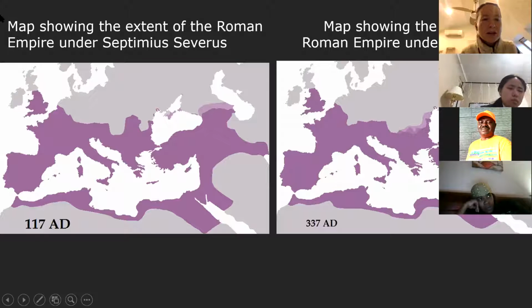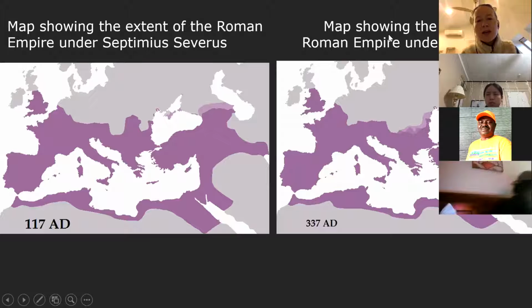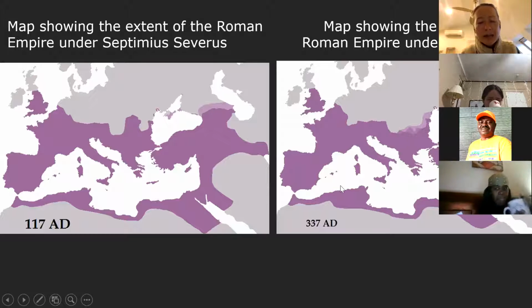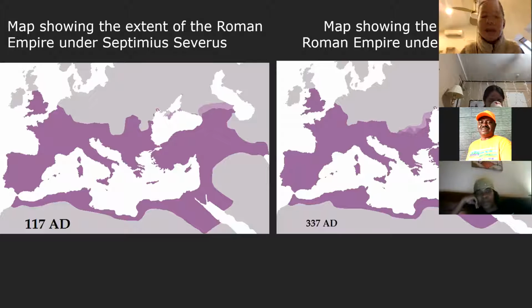But here is the map showing the extent of the Roman Empire under Septimus Severus, one of the emperors of Rome. And there's another map showing the extent of the Roman Empire under Constantine. Constantine at the end of 337 AD, that's towards the end of the Roman Empire. And we'll talk about what happened during that time, that there was this huge, massive transition. And in fact, what's happening in the US is quite similar to that transition as we're moving forward. So I want to compare and look at those 2 epochs.